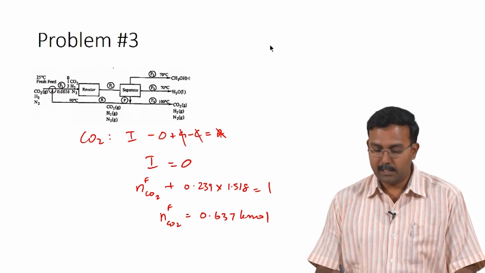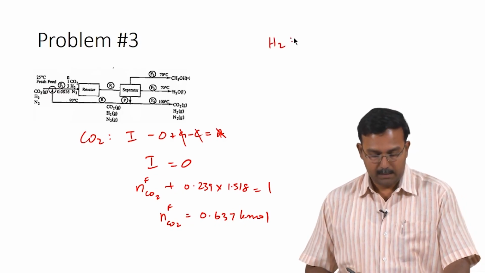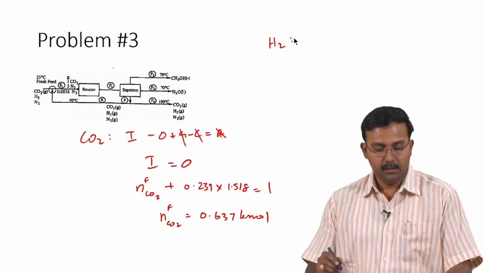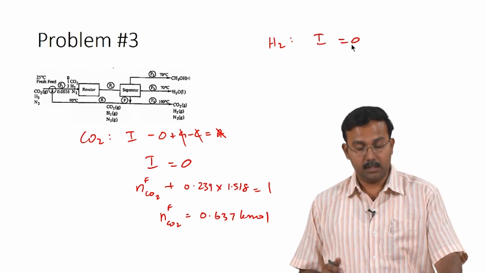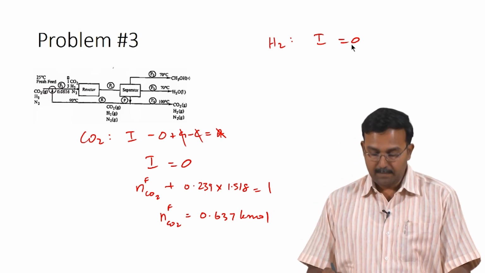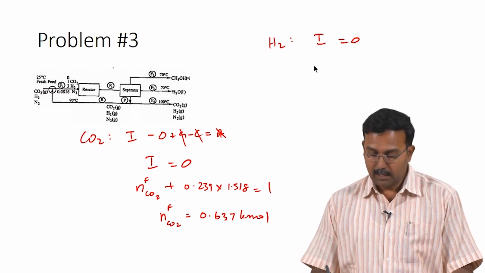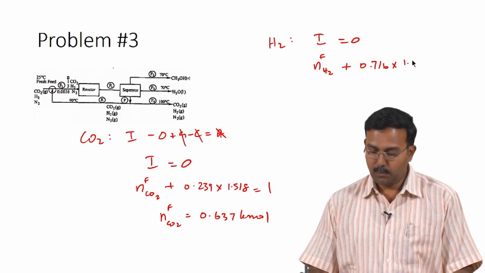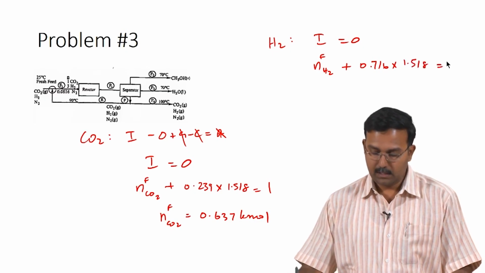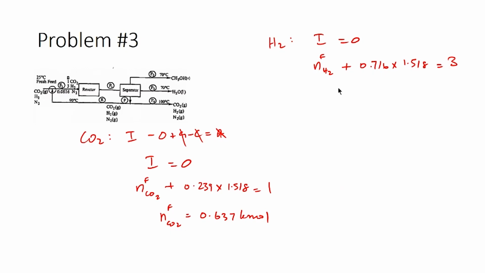Similarly, we can write a balance for hydrogen. The hydrogen balance would basically again be input equals output. For a non-reactive system at steady state, it would be input equals output, and the equation would be N_H2,F plus 0.716 times 1.518 equals 3. Solving this, you would get the number of moles of hydrogen coming through the fresh feed as 1.913 kilomoles.